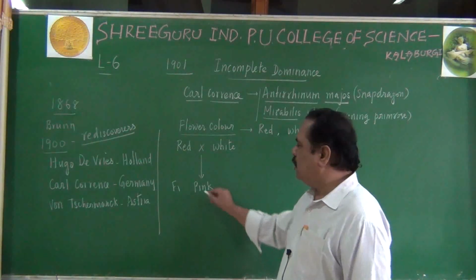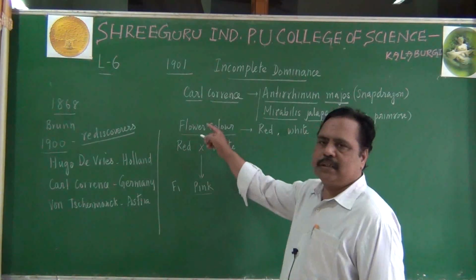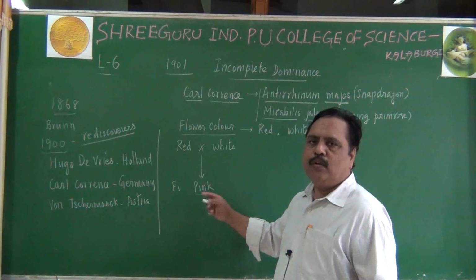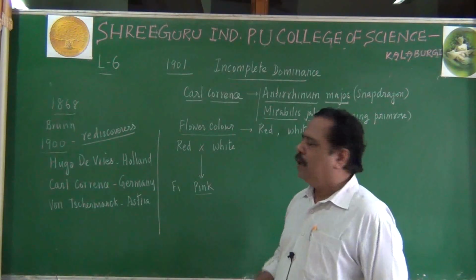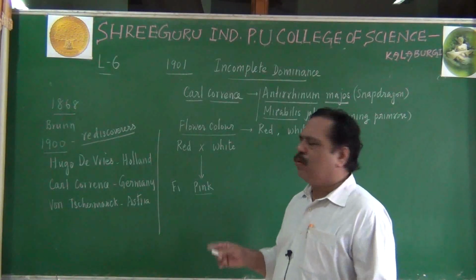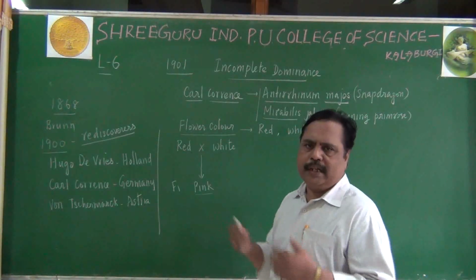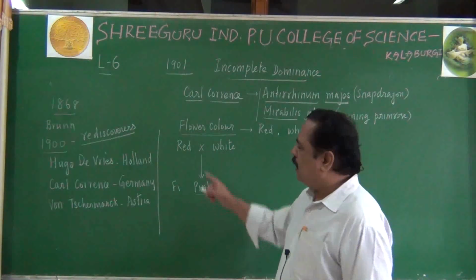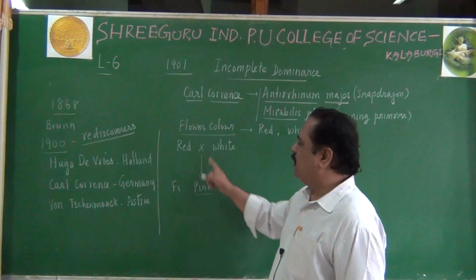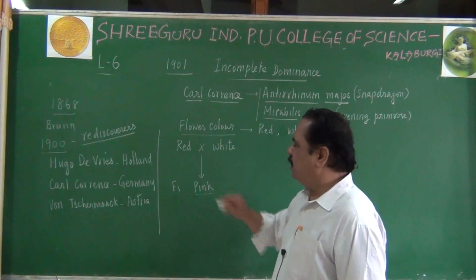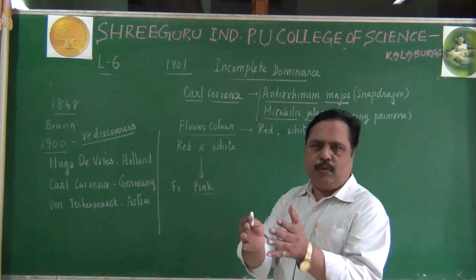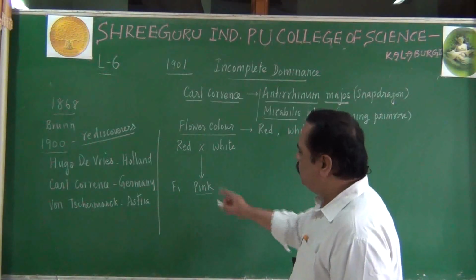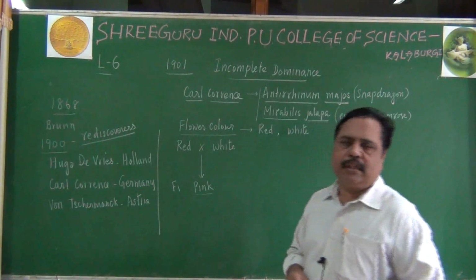A new character called pink has been expressed in the F1 generation. If red had come here, we could have called it complete dominance. If white had come here, we could have told that white dominates red. It can be anything, but neither of the parents appeared here. An intermediate character of red and white, called pink, appeared here. When red and white are mixed, we get a pink colored condition. So this pink colored individual became the first generation offspring.